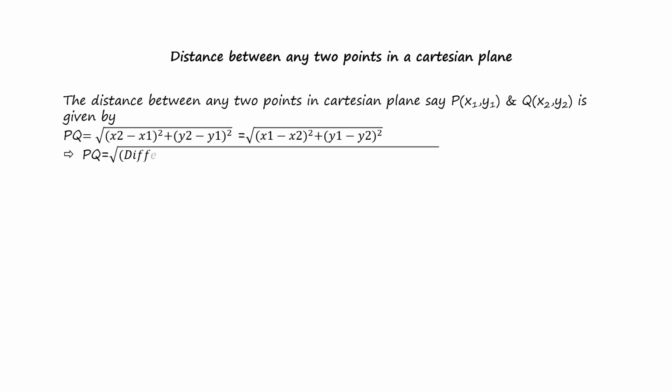That means we can say the distance between any two points is nothing but the square root of the square of the difference of abscissa plus the square of the difference of ordinates. Let's see an example.